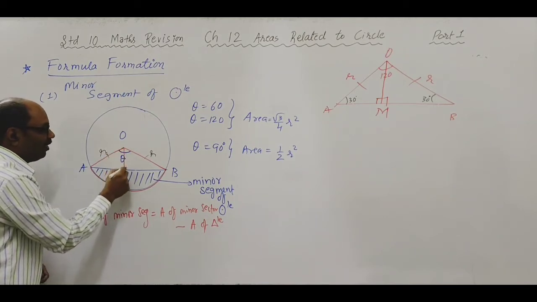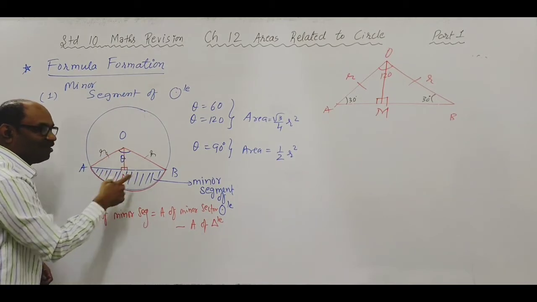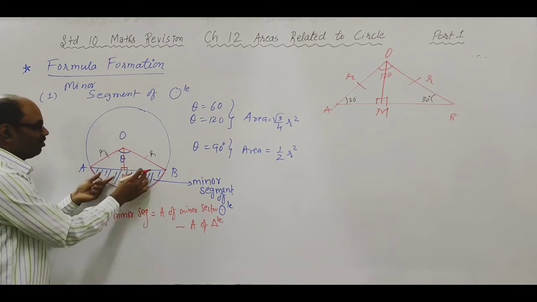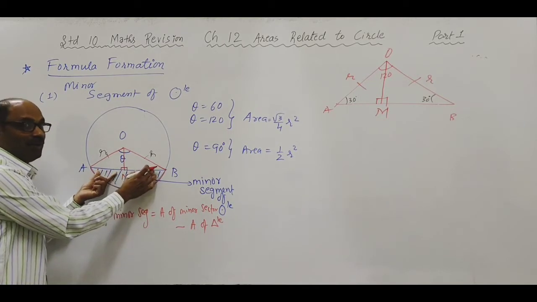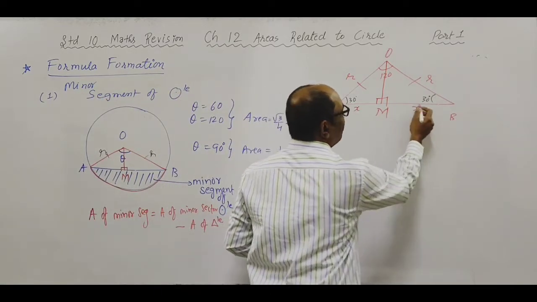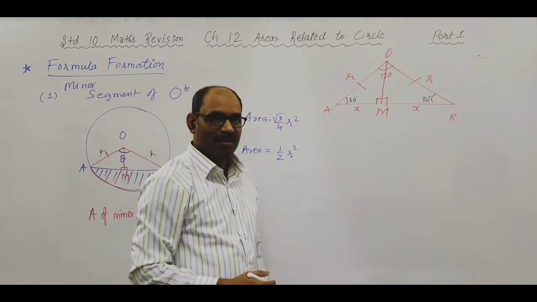Now remember, ये तो ये figure है. So if you drop altitude on the chord, it bisects the chord into two equal parts. ये two equal parts हो गए ना? So if I say AM is X, then MB is also X.